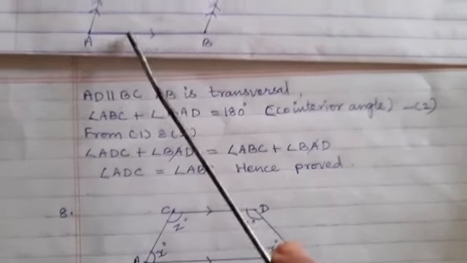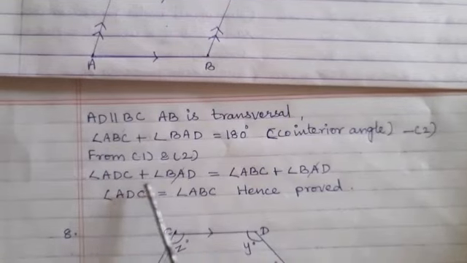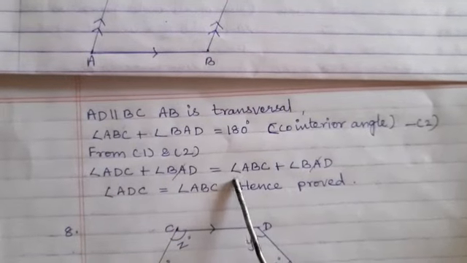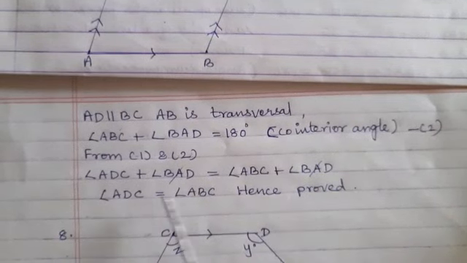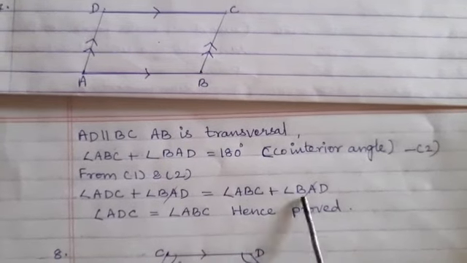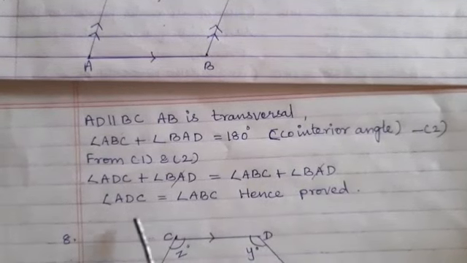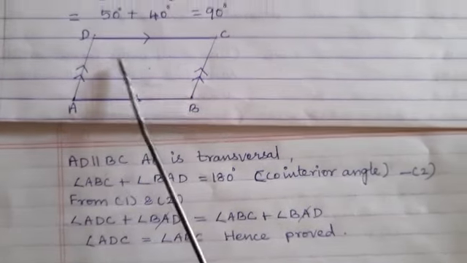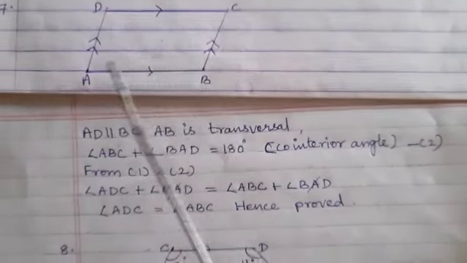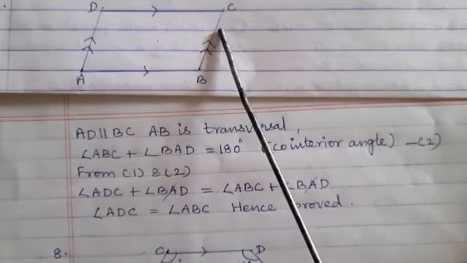Now we will compare both. From equation 1, angle ADC plus angle BAD is equal to angle ABC plus angle BAD. On both sides angle BAD is common, so we cancel it. Then what is left? Angle ADC equals angle ABC, that is, opposite angles are equal. In the same way, similarly you can prove that angle A equals angle C.